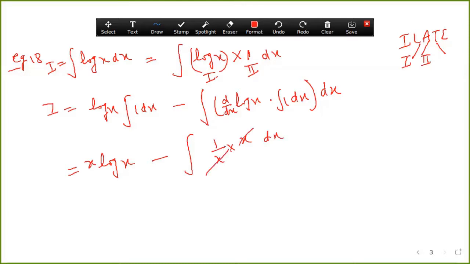These are cancelled. What you are getting? x log x minus integration of 1. So it comes out x log x minus x plus constant.